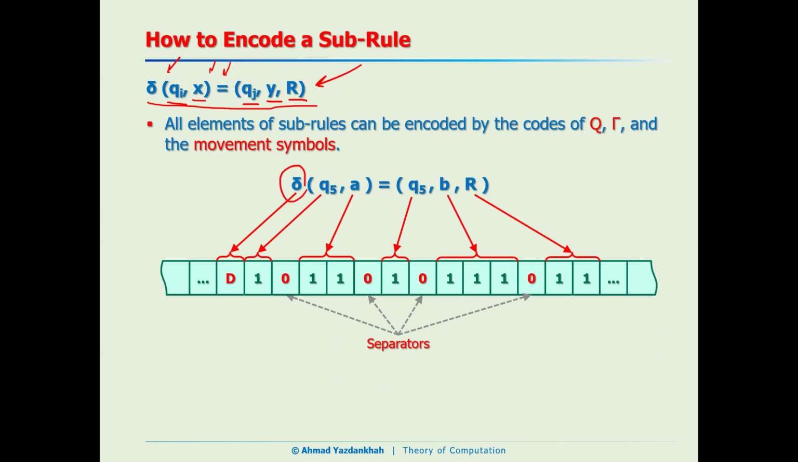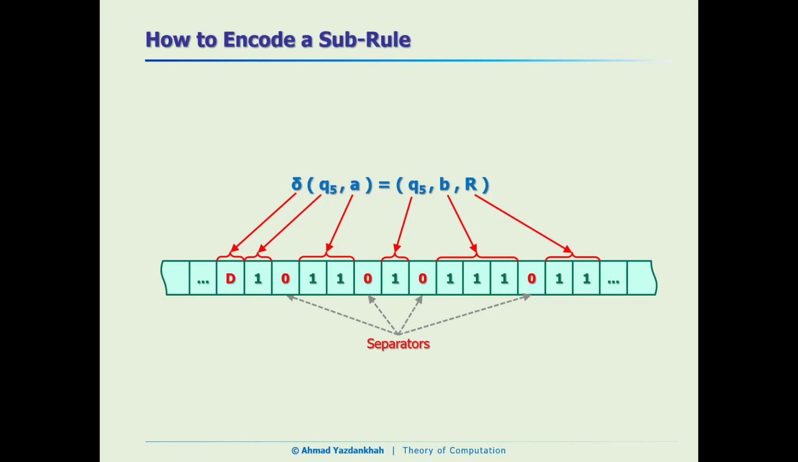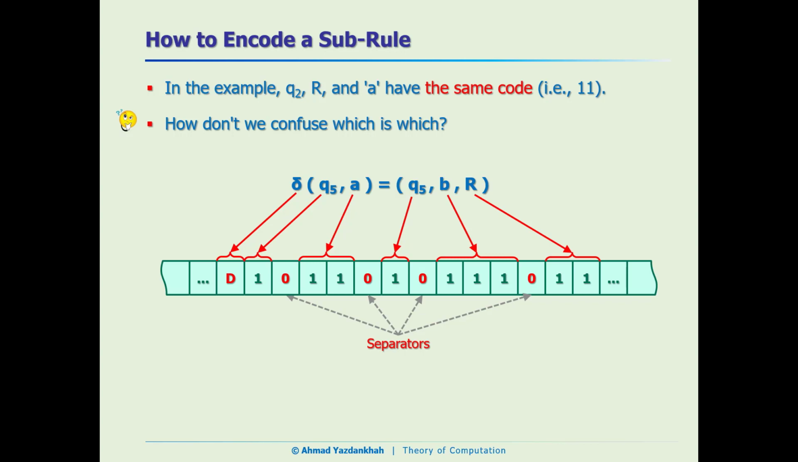So I encoded the delta as the D, and we don't need these parentheses. The Q5 has already been encoded as 1. We use the 0 for the separator, and the A is 1, 1. Again, 0 for the separator, 1 for the Q5, 1, 1, 1 for the B, 0 separator, and 1, 1 for the movement R.